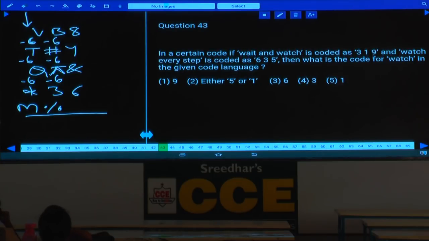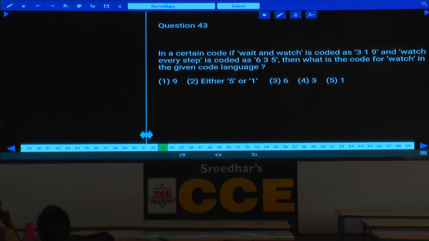Now, question number 43 is based on coding and decoding. "Wait and watch" is coded as 319. There are 3 words, wait and watch, and these are coded as 319. And "watch every step". Now, if you observe here, what is the word which is common between the first and the second statements? Watch is common. And which code is common between these two? 3 is common. And the code to the word watch is 3.